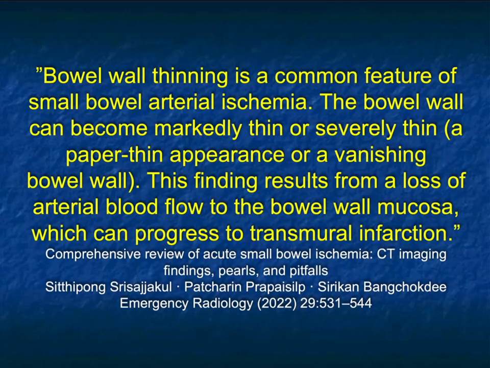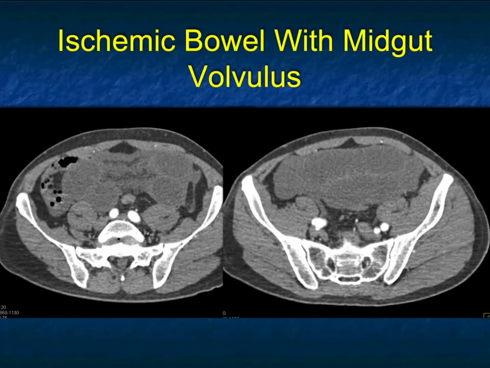In this article, bowel wall thinning is a common feature of arterial ischemia. The bowel wall can become markedly paper thin or severely thin. These findings result from loss of arterial supply to the bowel wall mucosa, which can progress to transmural infarction and, in some cases, perforation.